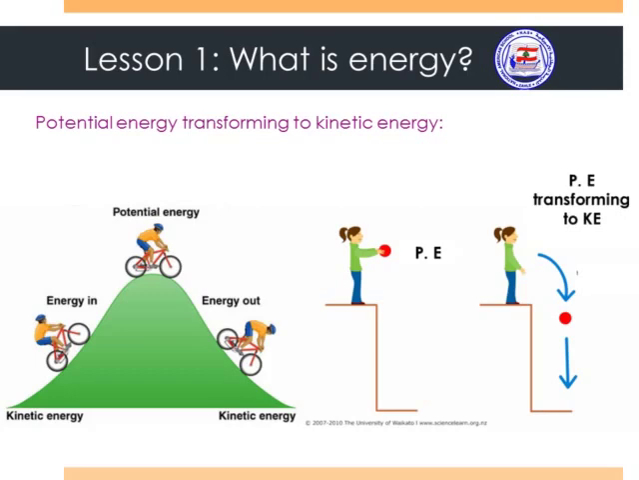Now let's look at the second picture. The girl is holding a ball and the ball is not moving. It is high above the ground, which means that the ball has potential energy. Now the girl lets go of the ball, it will start moving and the potential energy will transform into kinetic energy.